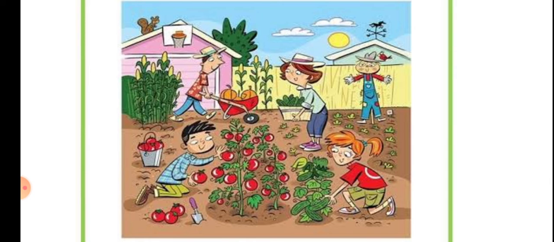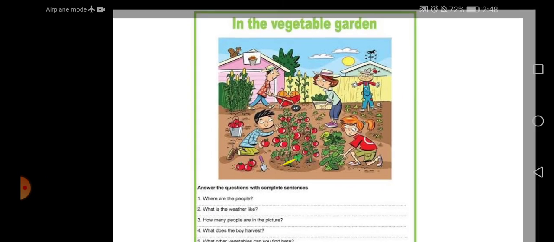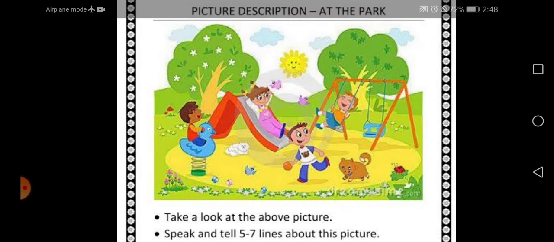So in the picture description, first of all, we observe the location of the picture. Then we observe how many people are there, what are they doing, what is the weather, what are they wearing, are they happy or are they sad. Now we are moving towards our today's homework. I hope the picture description is clear.